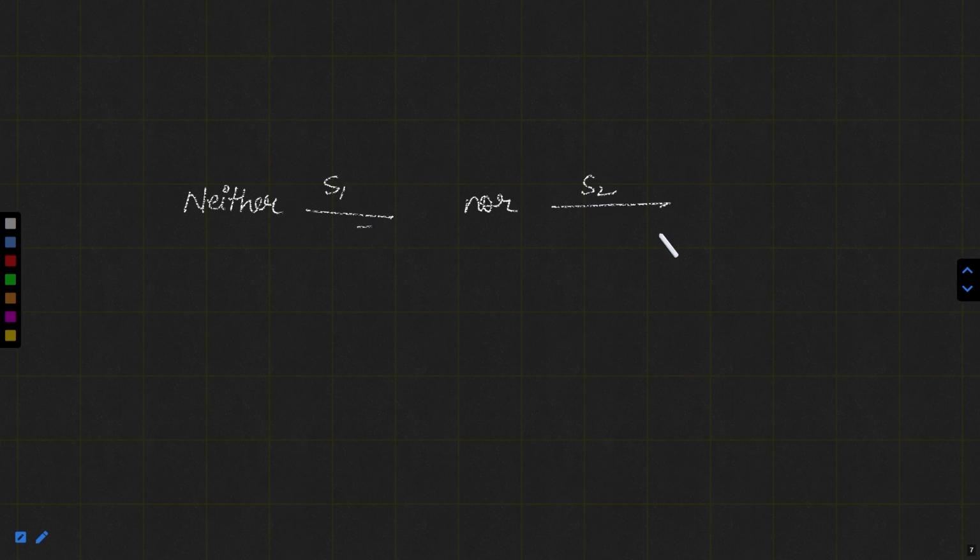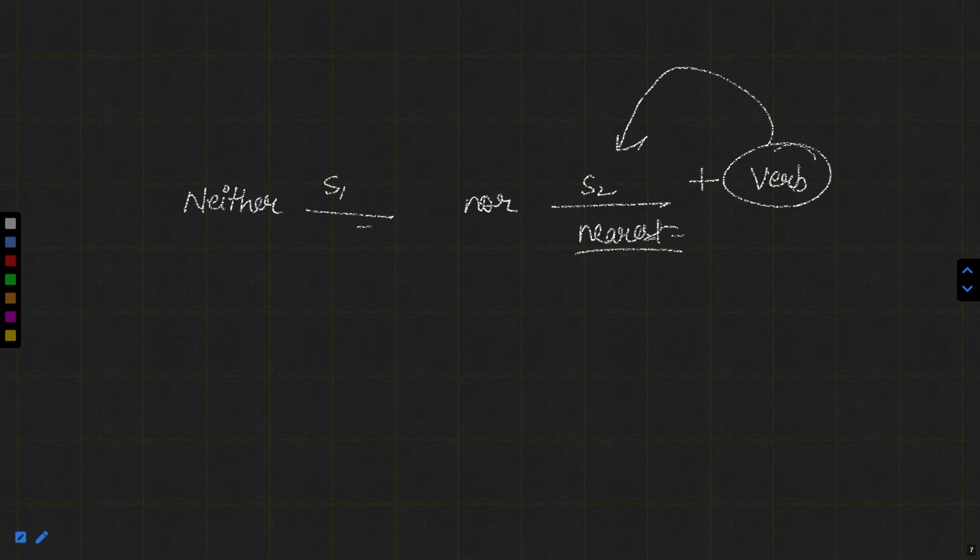Now these are not only subjects, but they can be verbs, adjectives, adverbs, many things. So many parts of speech can be covered over here. Now neither nor, after neither we have subject 1, it means option 1, and after nor we have subject 2. Now if we want to put a verb over here, this verb strictly should follow the second or the nearest subject.